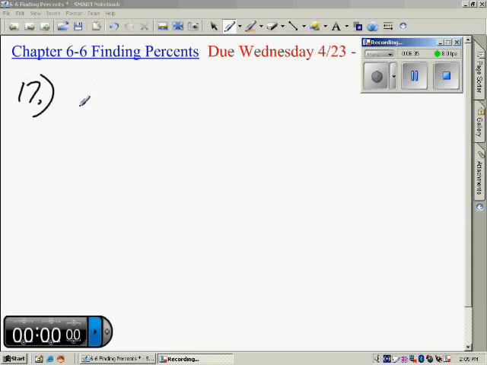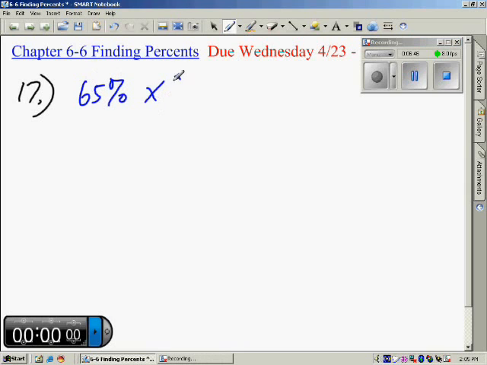17 says 65% of 83. Now you may not see that in the chart, so find the closest thing. I have 65% of 83. Now watch. Go back to the chart and find the closest thing to 65%. The closest to 65% would be 66 2/3%, so choose that one. What does 66 2/3% show? 2/3 of 83.